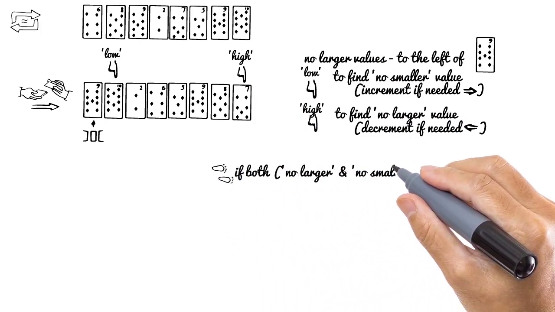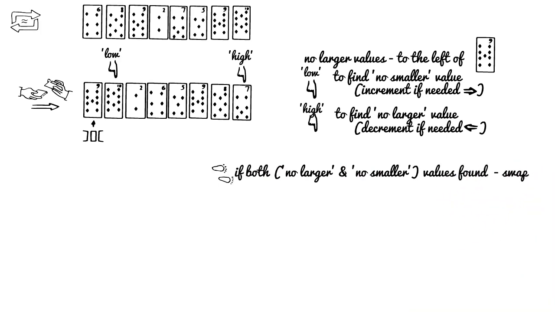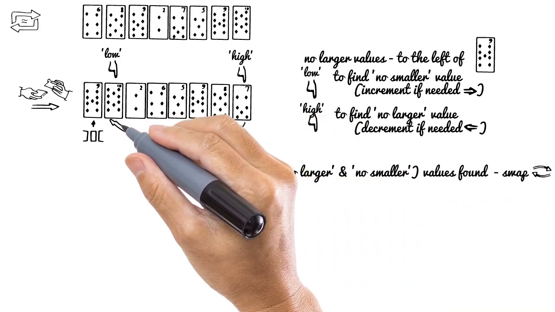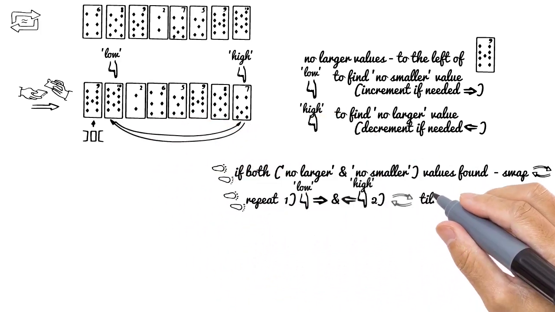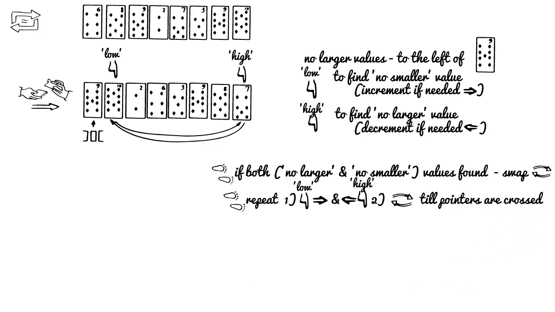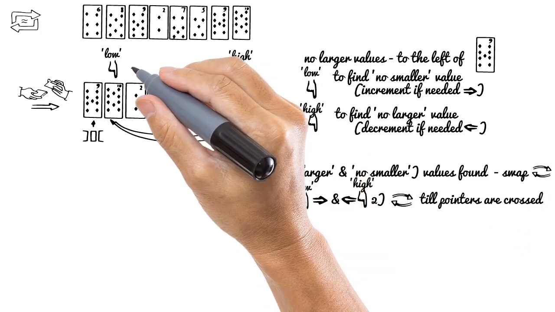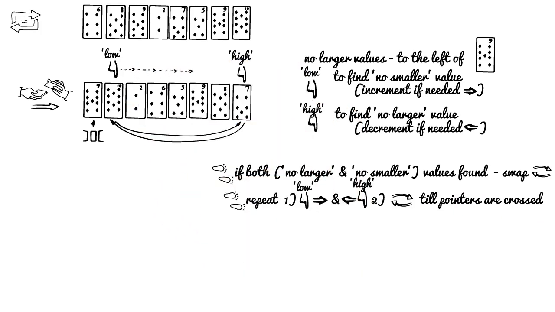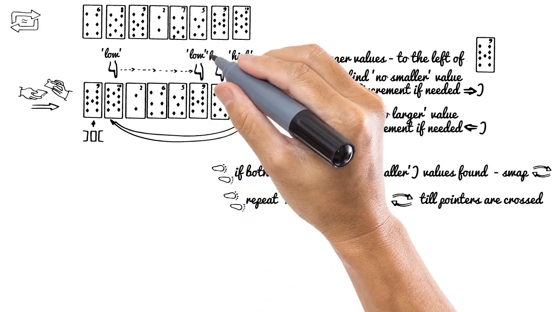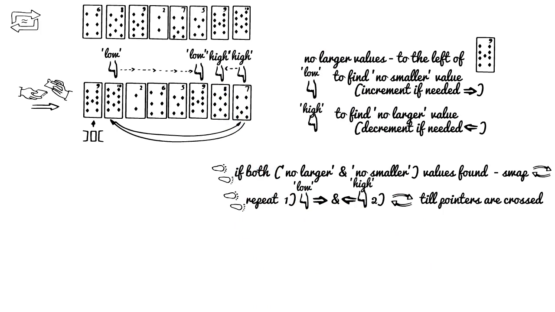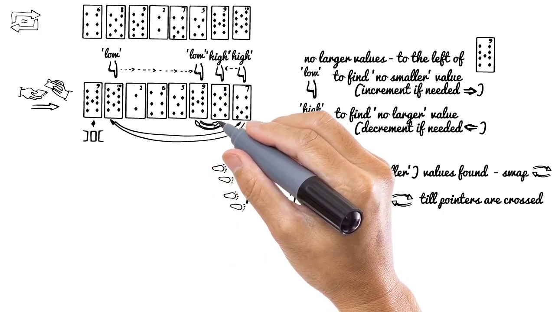If both no larger and no smaller values were found, they need to be swapped. So we are swapping items 10 and 7. Repeat the previous two steps until pointers are crossed, which means no other elements are left unattended within a particular recursive loop. Numbers 2, 6, 5 are smaller than partitioning element 9, so in our case, low pointer will be incremented until reaching item 9, which is no smaller than partitioning element 9. High pointer is to be decremented just one time, because item 8 is no larger than partitioning element 9. Swapping 9 and 8.